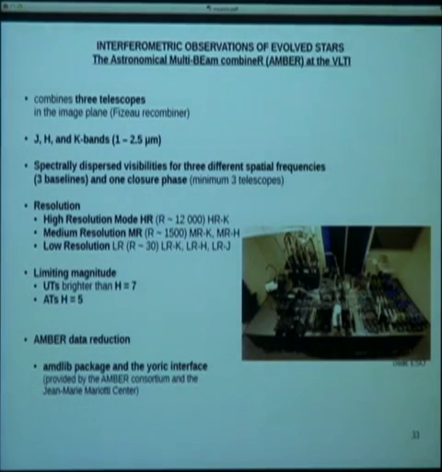There are some details about the AMBER instrument. AMBER, in comparison to MIDI, is able to combine light from 3 telescopes, which gives us additional information, the closure phase, because in optical interferometry we are not able to record the phase, and this is the only way we can get information about phase. AMBER operates in 3 resolution modes: high resolution mode, medium resolution mode, and low resolution mode. Again, it is using both kinds of telescopes, UTs and ATs.